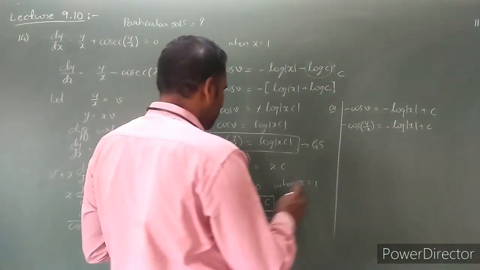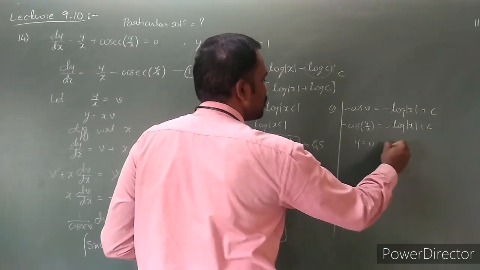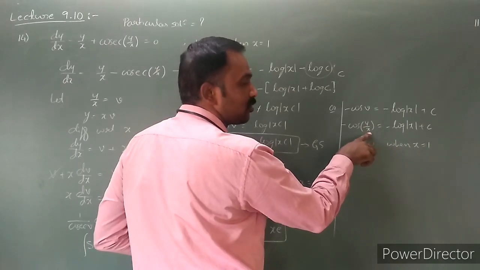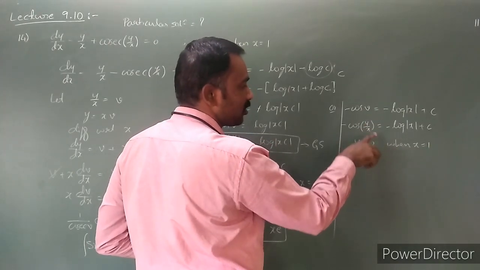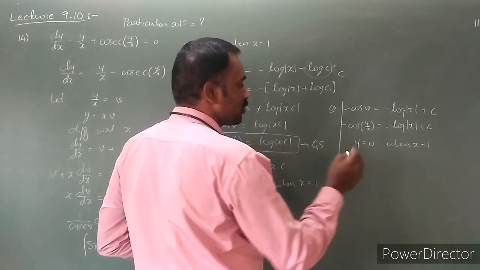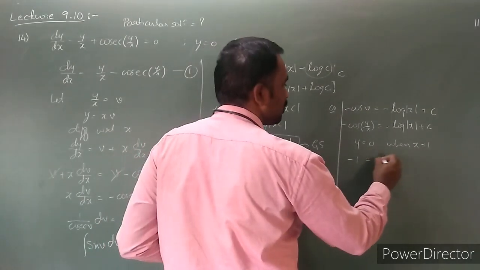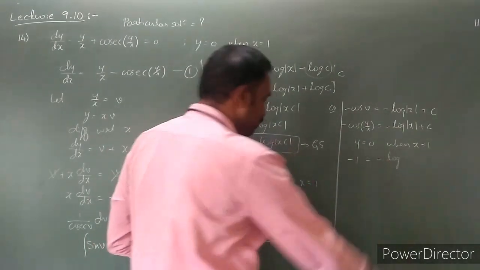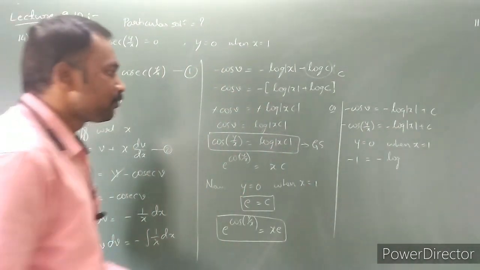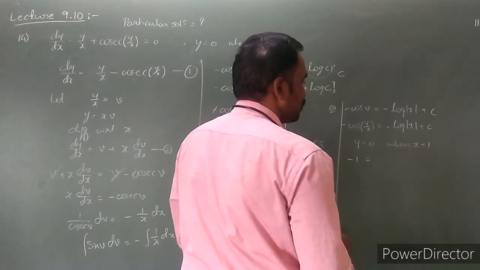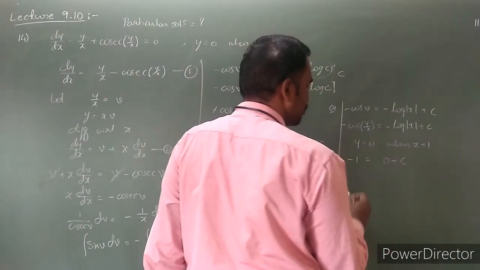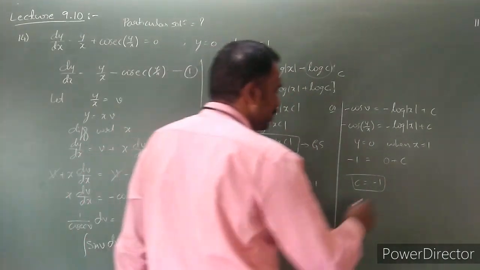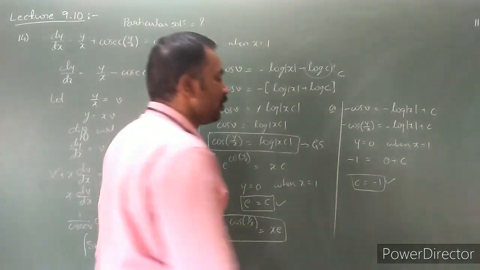Now we can replace the condition. What is the condition? y is equal to 0 when x is equal to 1. This is cos of 0, because 0 divided by 1 is 0. Cos 0 is 1, so minus 1 is equal to minus log of x, where x value is 1. Log of 1 is 0, so that term is eliminated. Moving this term down, 0 is equal to c, which is how much? Minus 1. This is also correct. No need to worry.